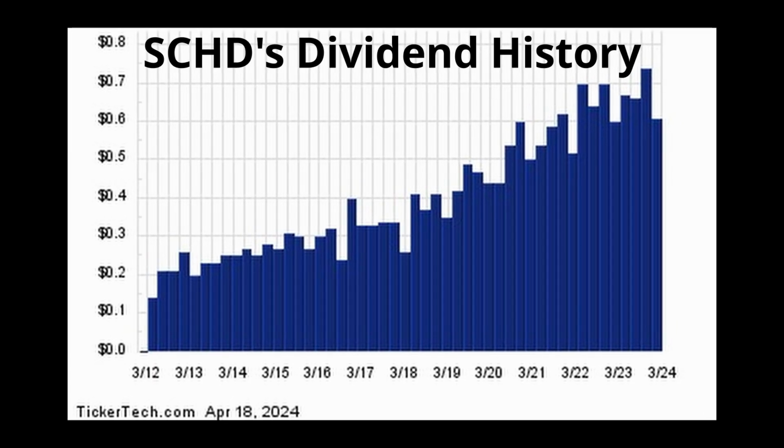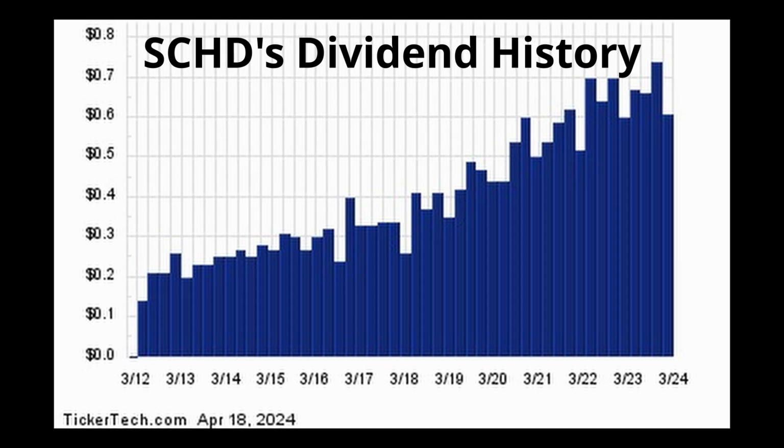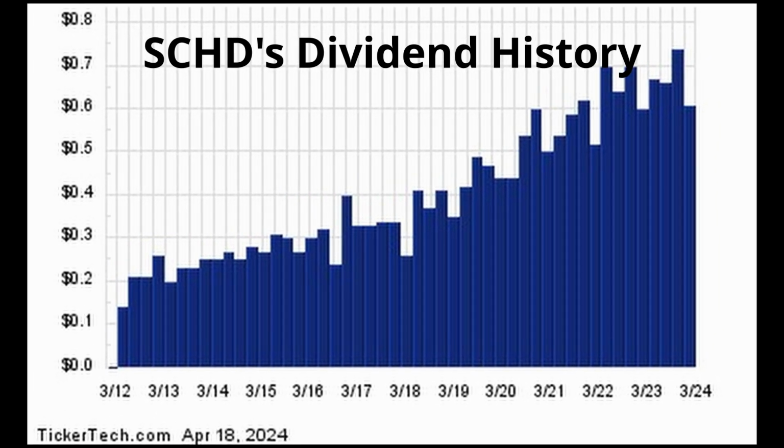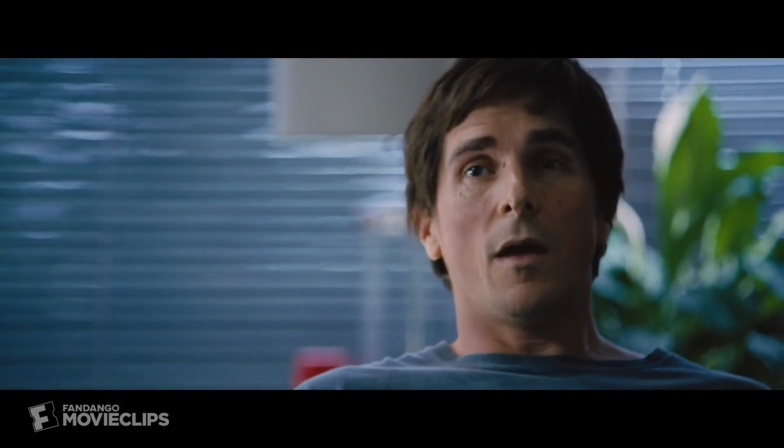SCHD consistently distributes dividends quarterly, reflecting its strategy to invest in companies that have not only sustained but also grown their dividends over significant periods. The resilience of SCHD's dividends during varying market conditions is also noteworthy. During downturns or volatility, SCHD's emphasis on financially stable companies helps maintain its dividend payouts, contrasting with sectors more prone to cutting dividends during economic hardships.